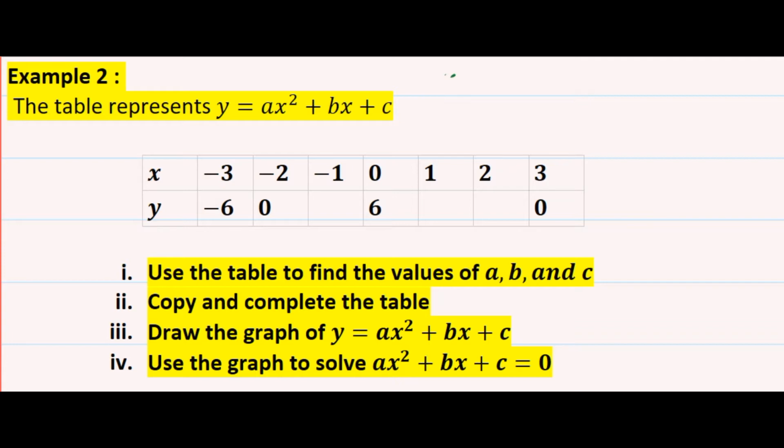And in choosing the points, we are given 4 complete points. That's minus 3 comma minus 6, minus 2 comma 0, 0 comma 6, and 3 comma 0. The first point that makes our solution easy is 0 comma 6, because remember, at the y-intercept x is 0. So once x is 0, we can find the value of c. Do you get? So we choose the first point, which is 0 comma 6.